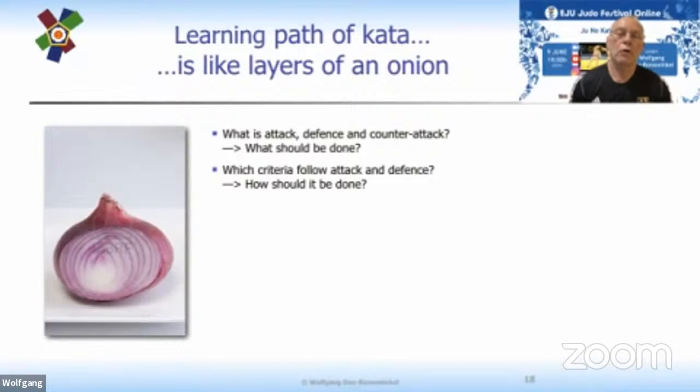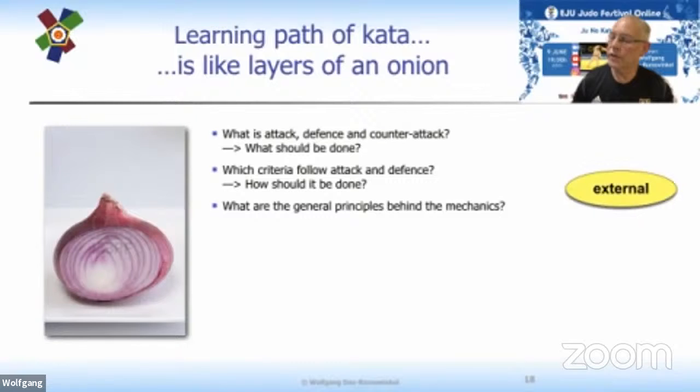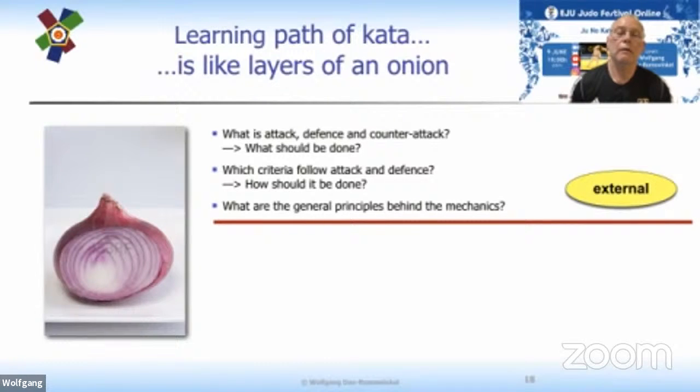Then, when you know what should be done, you should learn about the criteria which follow attack and defense. So what is good and what is bad? The question is, how should it be done to improve the quality and the level? And the third step is what the general principles behind the mechanics are. Is the kata an example for higher, more general principles? And these three levels are what I would call external, because you can observe them from outside, and you can understand them.